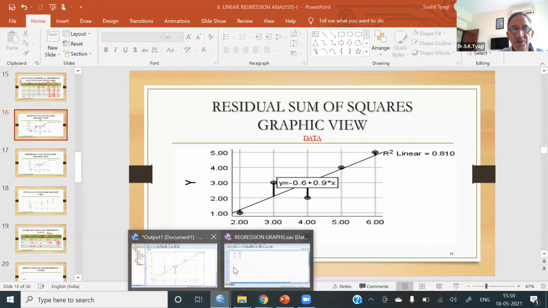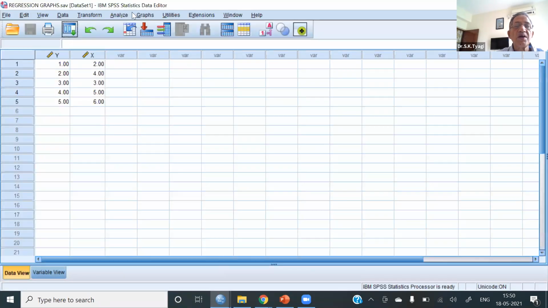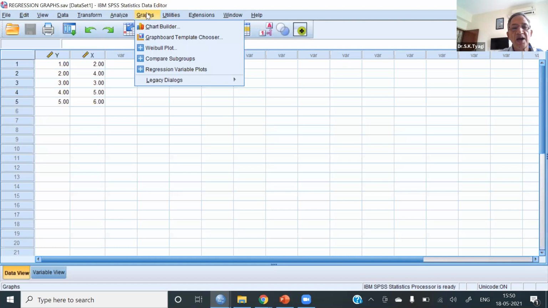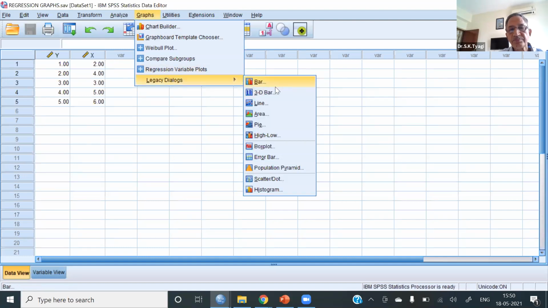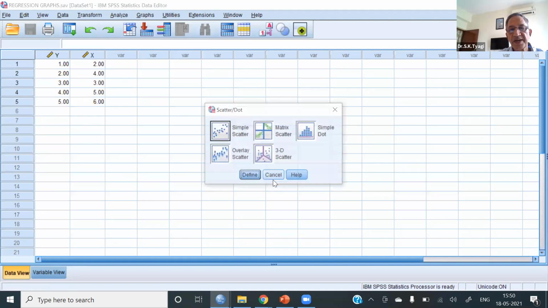Let us come to this once again. SS total is y minus y bar, y minus mean of y. So graph, scatter.